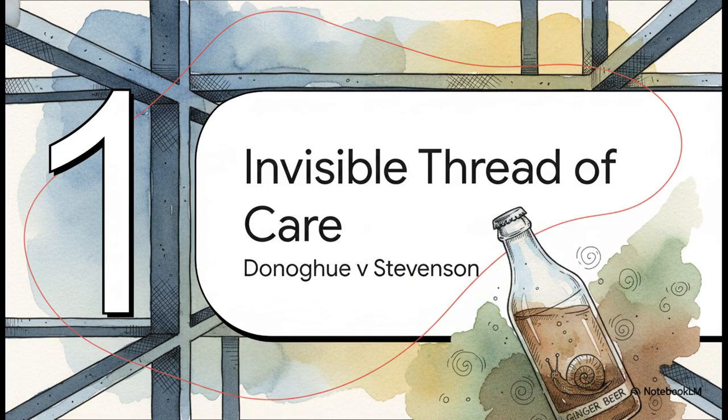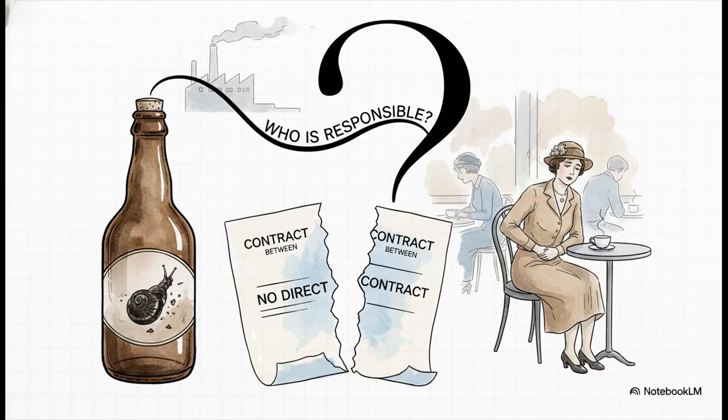Okay, first up, the connecting beams of our structure, these invisible threads that tie us all together. And believe it or not, this whole idea starts not with some big political declaration, but with a contaminated bottle of ginger beer. So picture this. A woman, Mrs. Donahue, gets sick after drinking a beverage that had a decomposed snail in it. Yikes. But here's the legal twist. She didn't buy the drink herself. A friend did. So she had no direct contract with the manufacturer. Back then, that meant, legally speaking, tough luck.